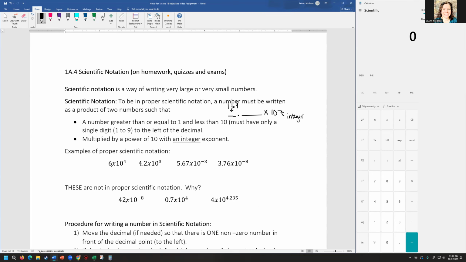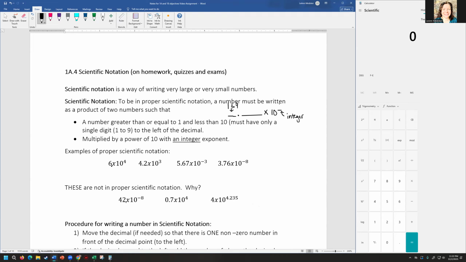Notice this 6, I wrote it in here, the decimals at the end of it. If you just see a whole number, the decimals at the end. That's one digit with a 1 to 9 in front. And this is an integer for the exponent. 4.2 times 10 to the third, one digit in front. It's a 1 to 9, integer exponent.